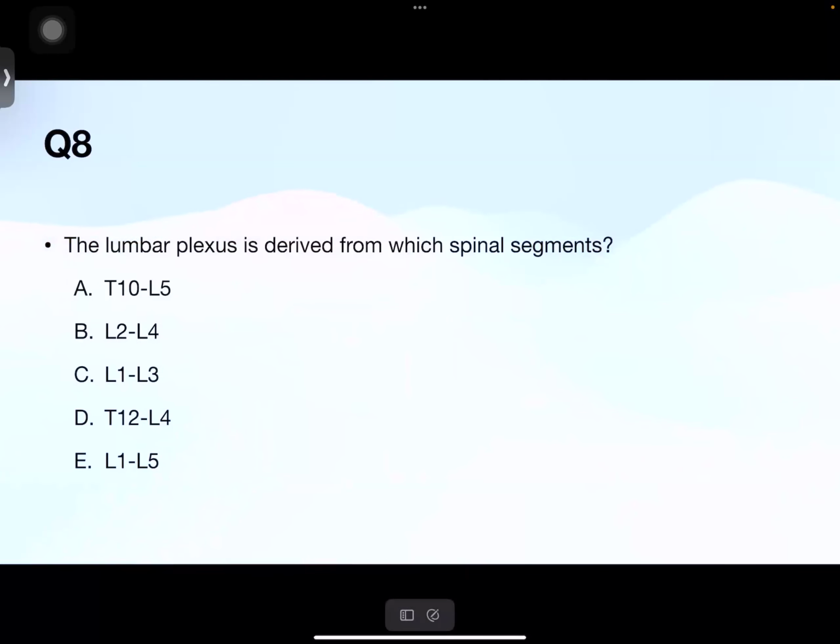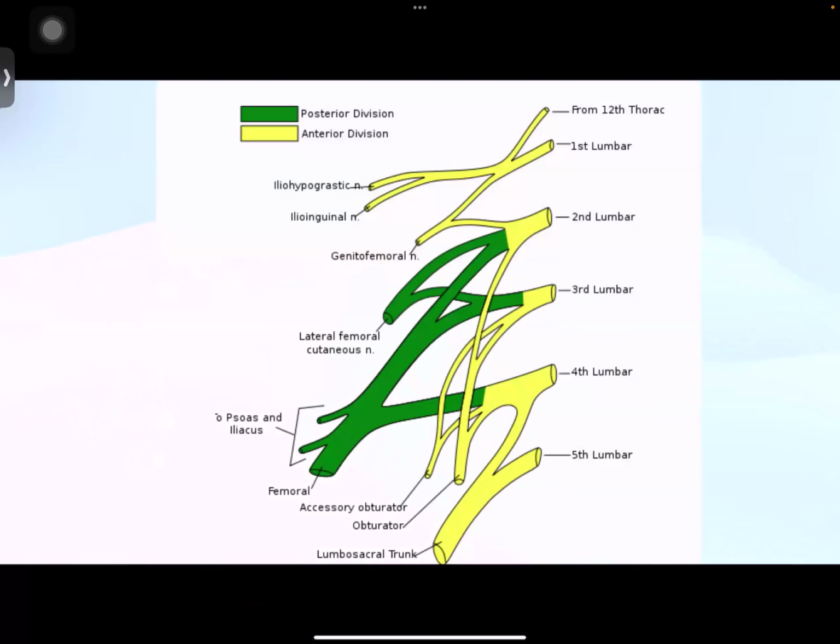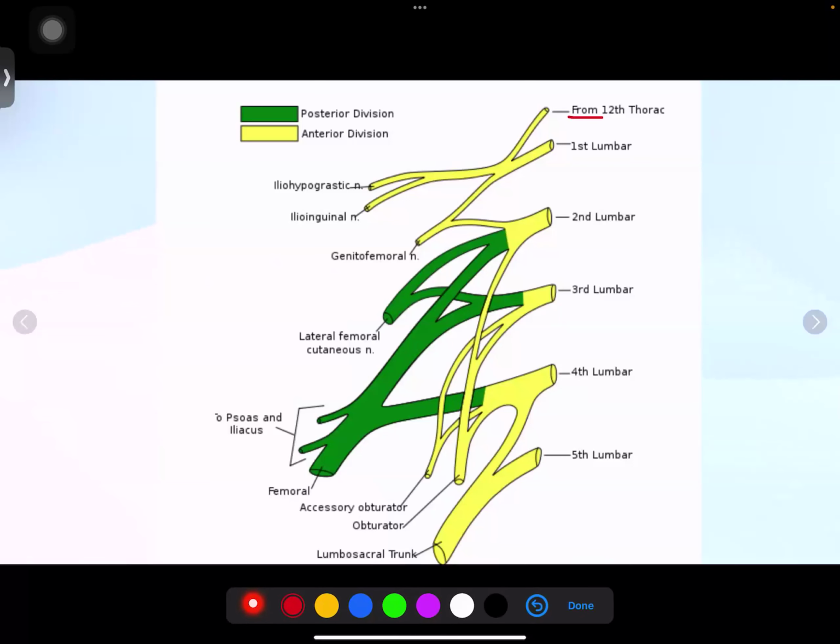Now, the lumbar plexus is derived from which spinal segments? This is very important, very easy to remember, the lumbar plexus. Okay, so you all have known it. T12, yes, T12 basically adds to the lumbar plexus. Okay, so it's very important. See this diagram, from the 12th thoracic, this does come here.